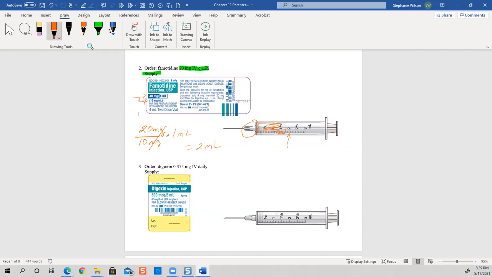Let's solve this next one. This next one says that we have an order of 0.375 mg IV daily, and our supply shows us that we have 500 micrograms per 2 milliliters. If you wanted to reduce that down, you can, and if you'll notice underneath, they've already reduced it right here. Notice that it's in micrograms, but if you look underneath, sometimes it's hard to read the label. They already put it in milligrams here, and they reduced it here.